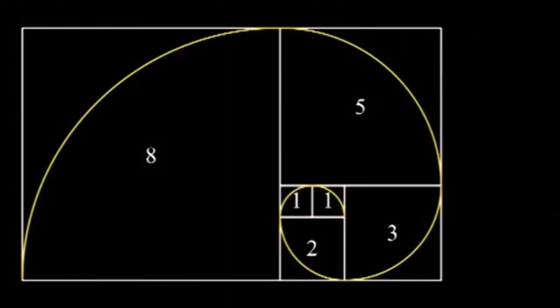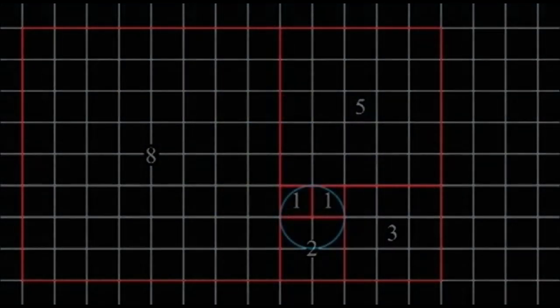Now I'm going to show you how to add the more feminine curving lines. There are various ways that I've seen different artists do this, but I'm going to show you the method that I like the best because I feel that it most closely matches nature. This method allows you to use circles to construct the spiral.